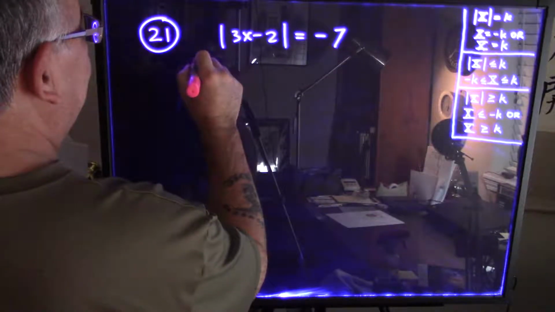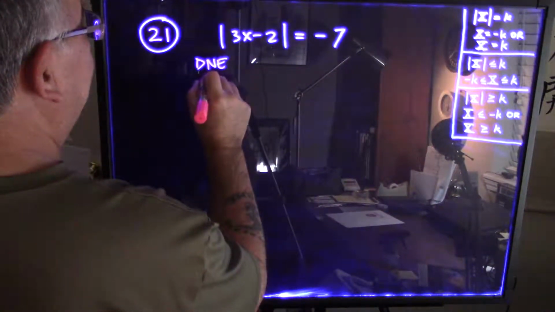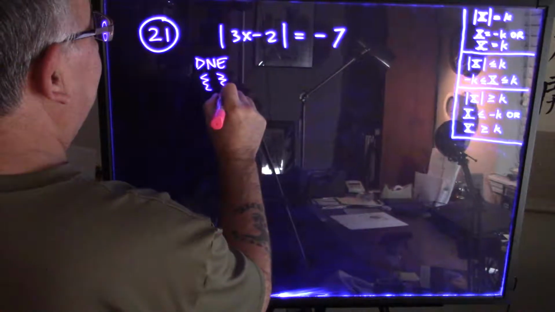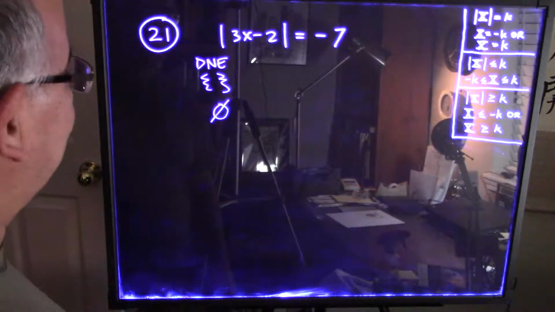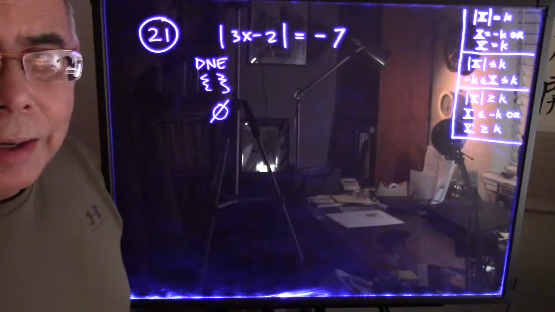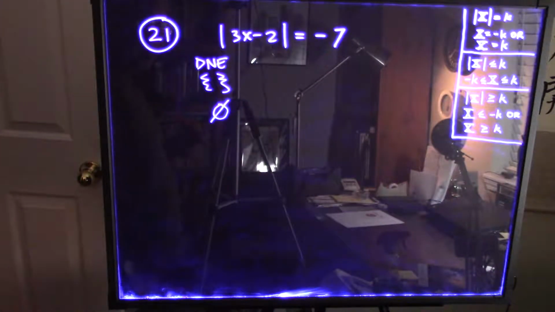Alright, so DNE for does not exist, or you could write empty set like that, or you could write that symbol, which means no solution or empty set. And that's all there is to that one. You wish you had all your problems like this, right?